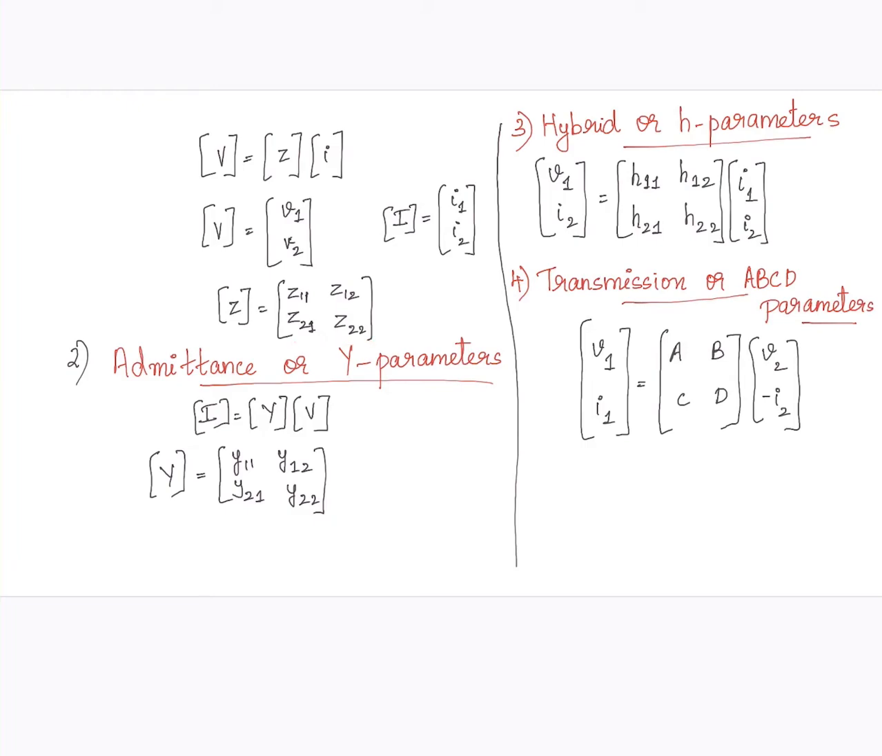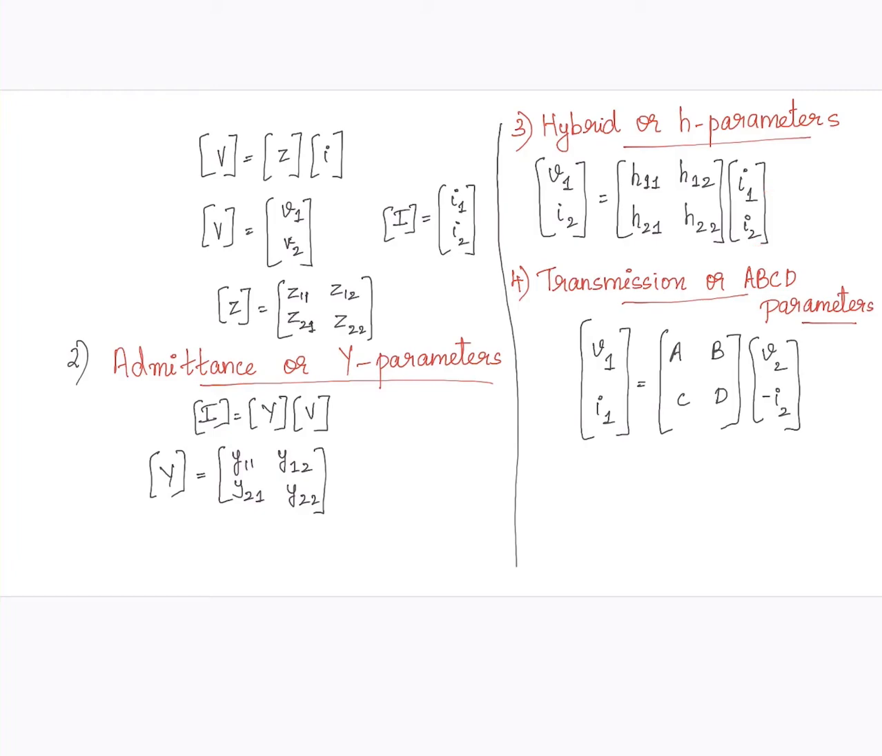The next one is admittance or Y parameter. Admittance is inversely proportional to impedance. From the same expression, we can write current is equal to Y into V, where Y again is written as a 2 by 2 matrix: Y11, Y12, Y21, Y22. The next way of representing is the hybrid or H parameter, which can be written as V1, I2 is equal to H11, H12, H21, H22 into I1, V2.